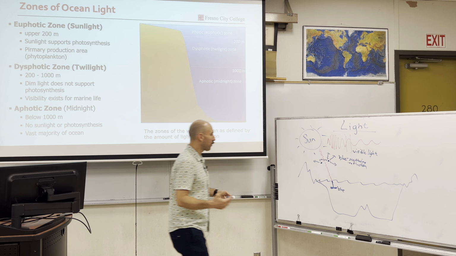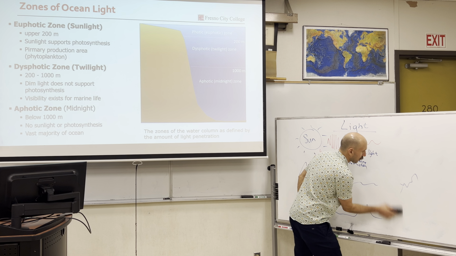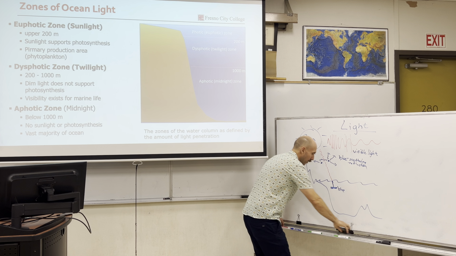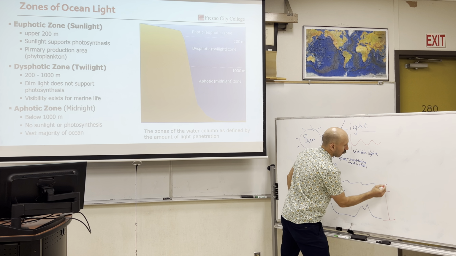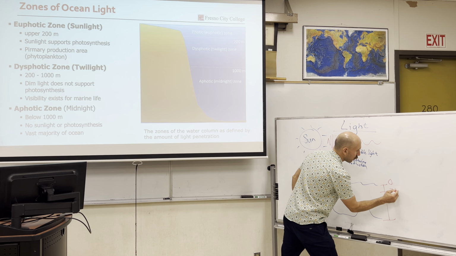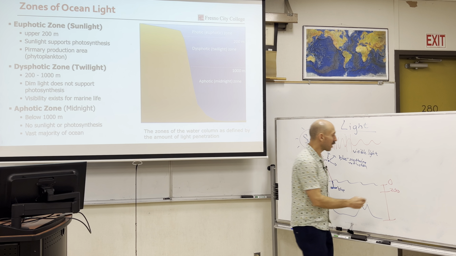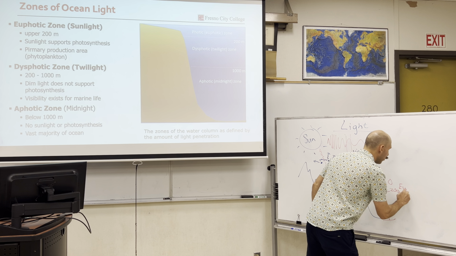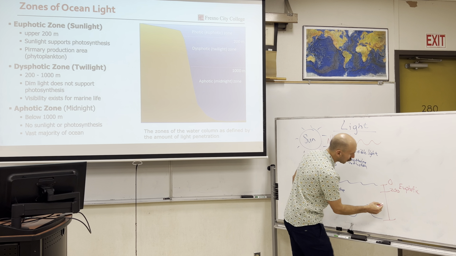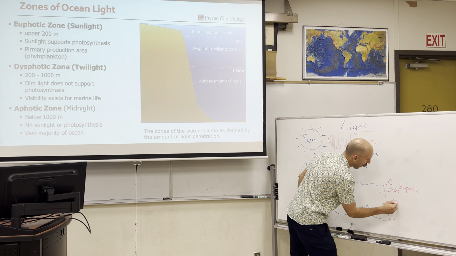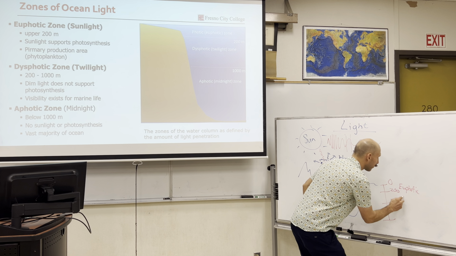Well, all of the light is absorbed relatively quickly. I'm going to erase this over here, giving us various zones. From about 0 meters to 200 meters, you have a lot of light. This is called the sunlight zone or the euphotic zone. And then light starts to diminish to about 1,000 meters where you have dim light or the dysphotic zone.